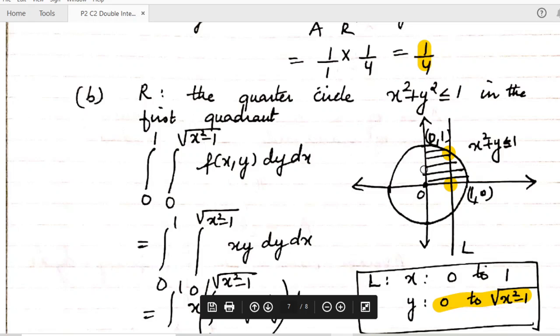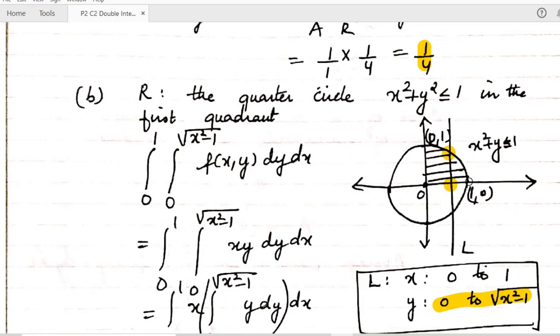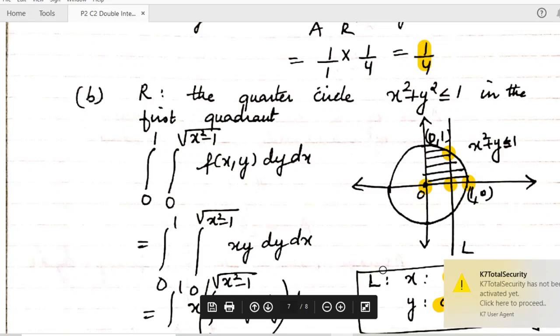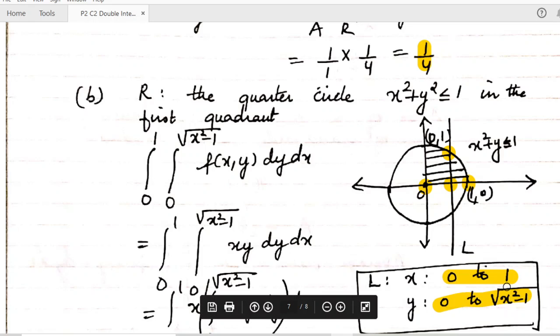Similarly, we can shift this line from this point to this point to cover the region. When we keep this line at this point, the value of x is 0. At this point, the value of x will be 1. So our limit of x is from 0 to 1. Now we have the limits of x and y.